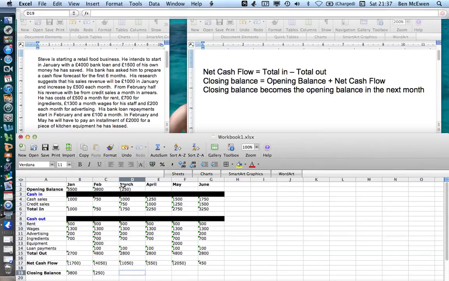So we've got two minus figures. Here is the opening balance and here is the net cash flow. So we add those together to give us what our new minus cash balance is. Again, that goes up there. Again, we add. That becomes the opening balance. Add once more.